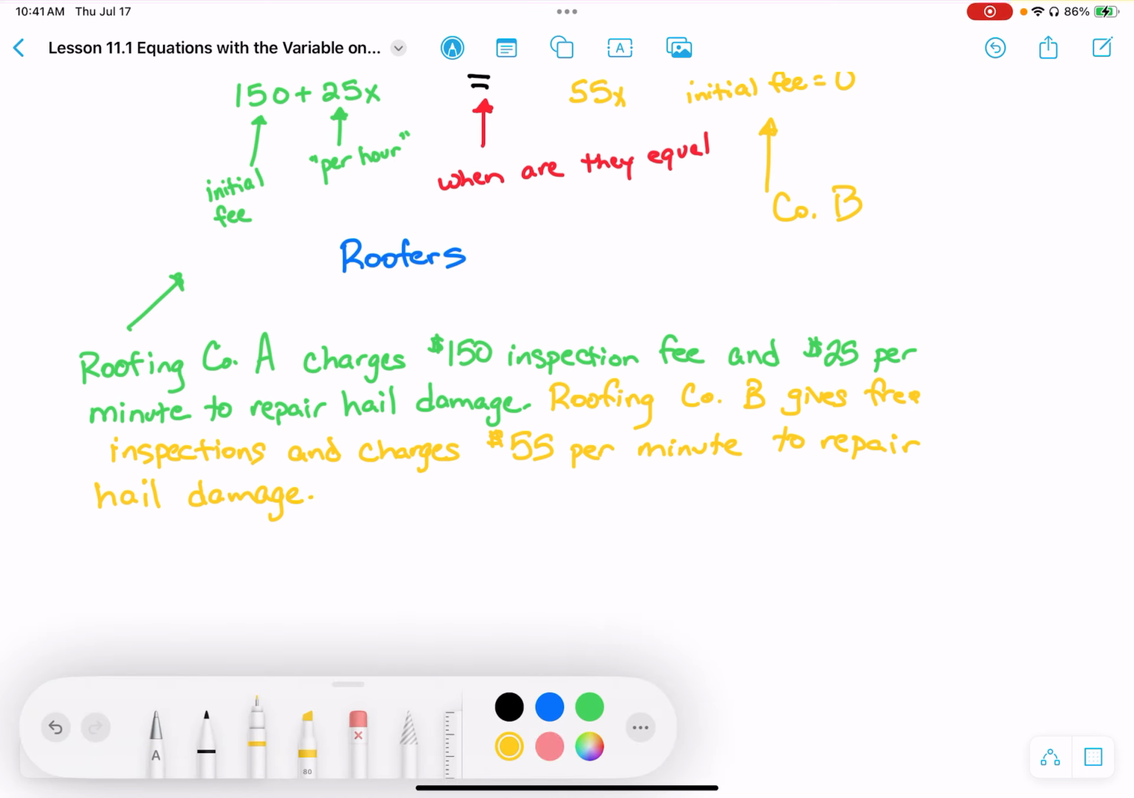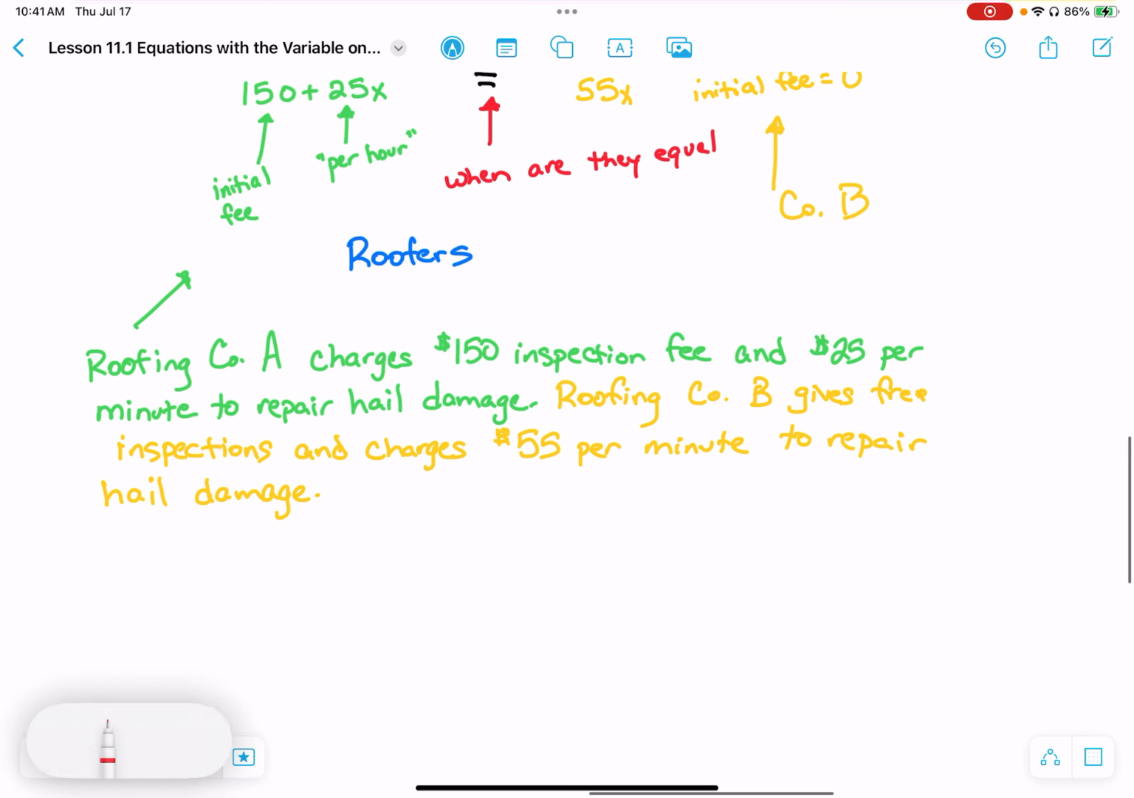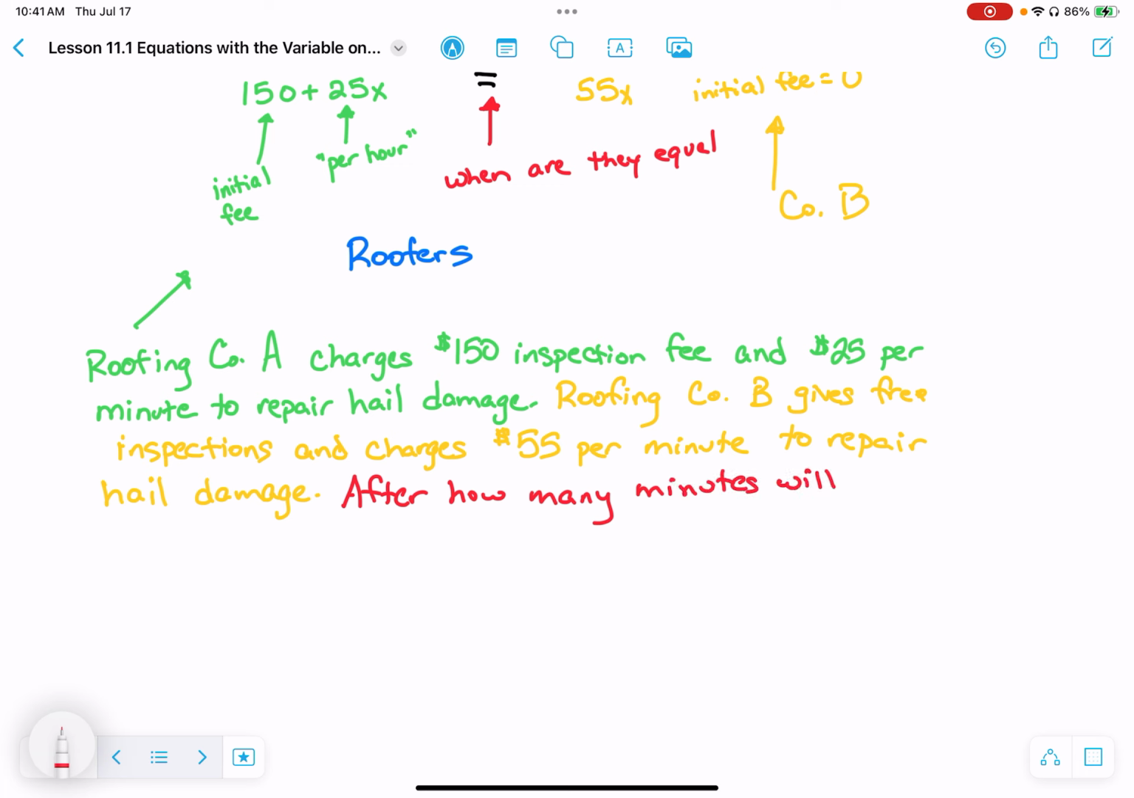And then I'm going to ask my question. My question was, when are they going to be equal? So after how many minutes? It's not going to be many. After how many minutes will the companies charge the same amount of money?